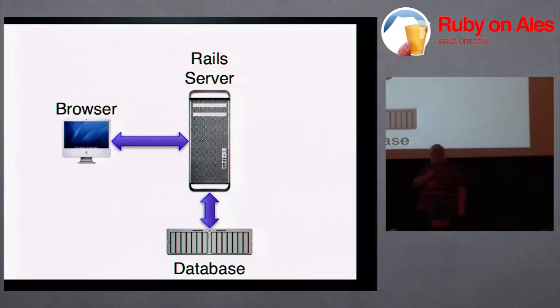Let me give you some of the basics here about Rails security. Here's an architecture of your typical web application. You've got a server, you've got a browser, and you've got a database. Of these three things, what do you trust? None of them. None of them is a good answer.